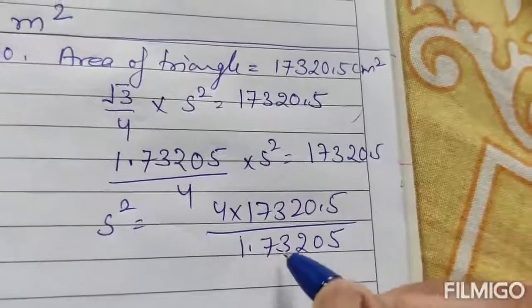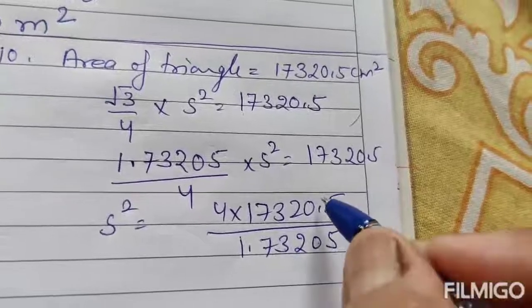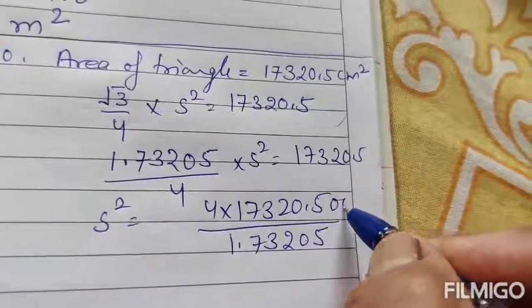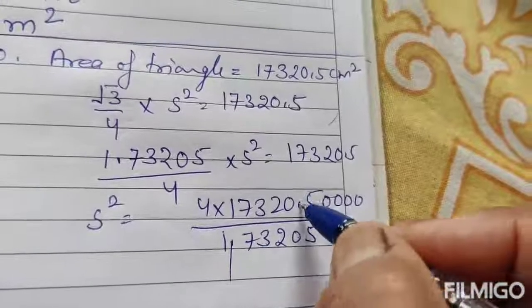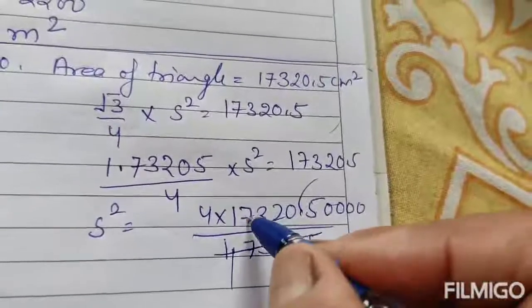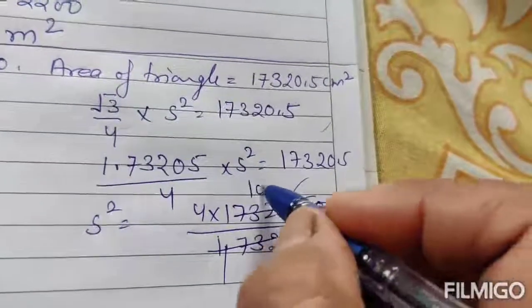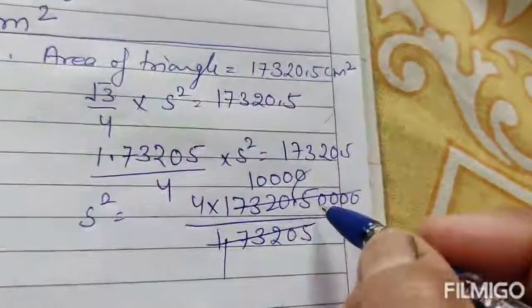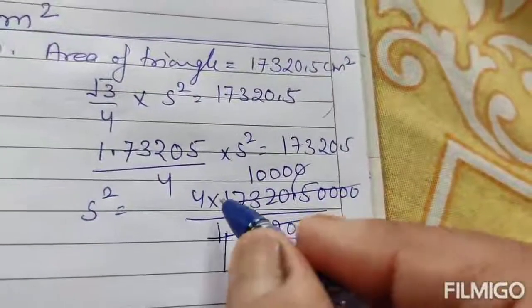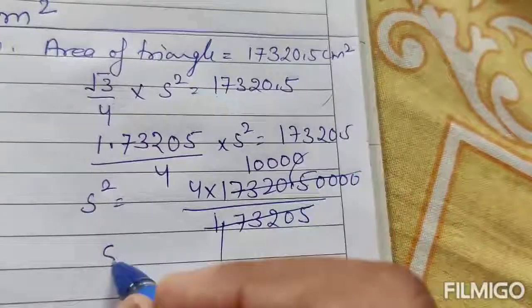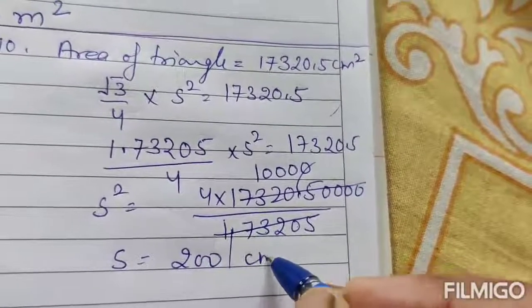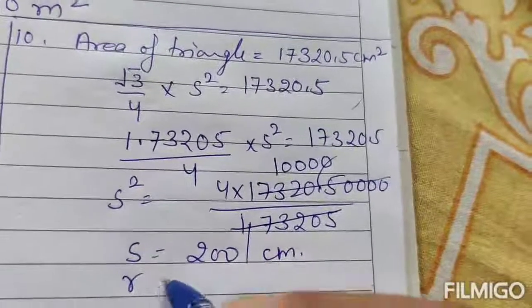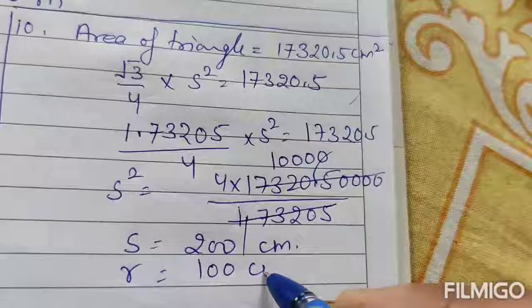The decimal places: 1.73205 has 5 places and 17320.5 has only 1, so taking 4 places, we cancel and get 4 zeros, which means 40,000. Then side equals under root 40,000, which is 200 centimeter. So radius equals 100 centimeter.